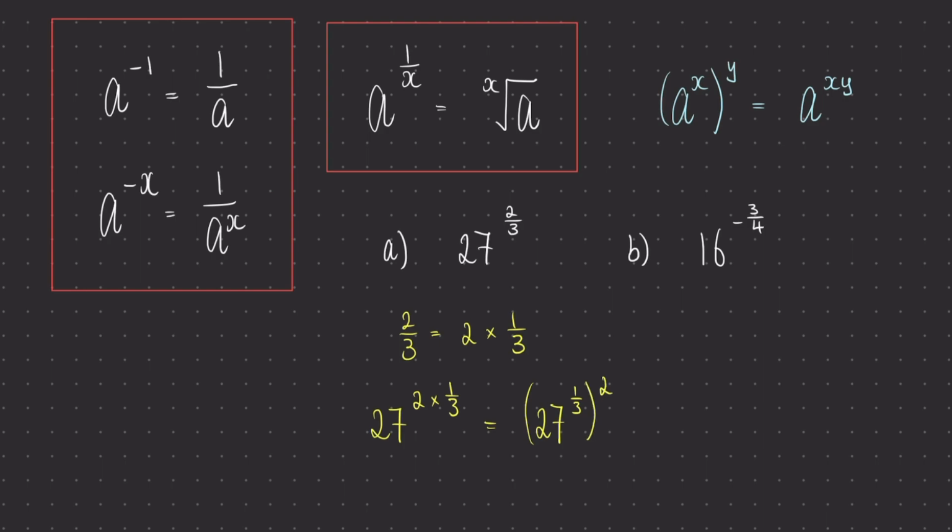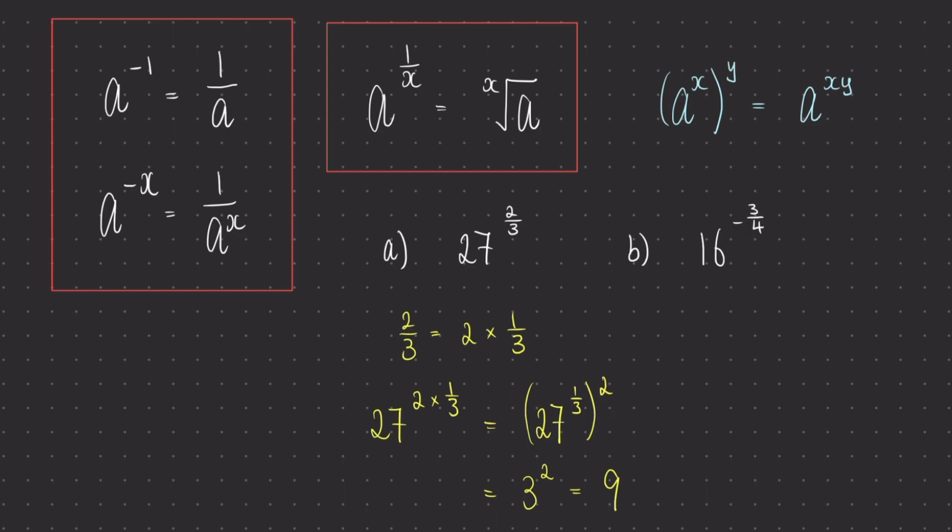Applying the power of a third would give me 3, which I would then apply the power of 2 to. 3 to the power of 2, of course, being 9. So you can see that instead of just looking at 2 over 3, I split up that index into more easy to work out indices. Let's take a look at part B.